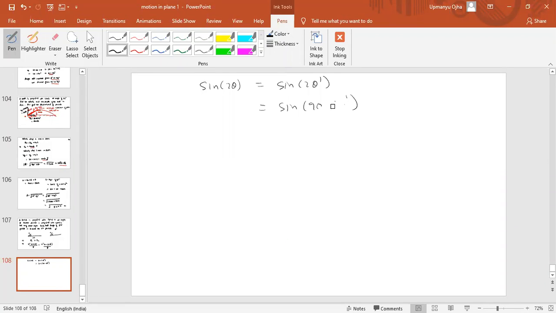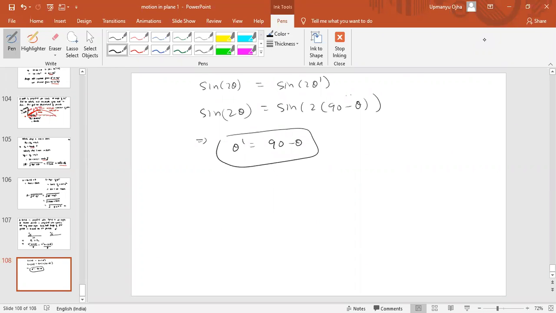Sorry, this can be written as sine of 2 times (90 minus theta). Then sine 2 theta is equal to sine 2 theta dash. If you equate on both sides, we get theta dash equal to 90 minus theta. So if the angle is complementary, then the range is same. So theta dash equals 90 minus theta.